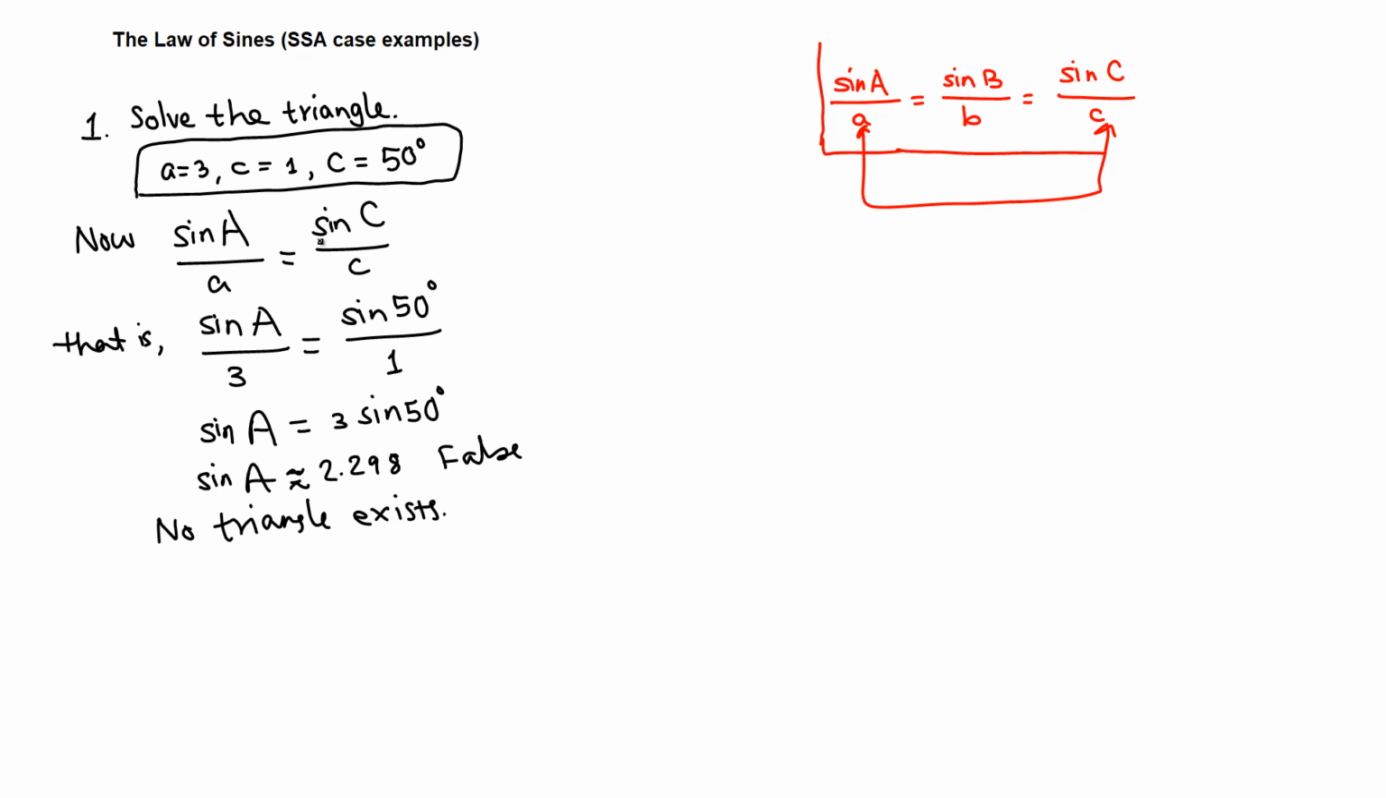If we try to draw and see what's going on here, let's see. So we have a equals 3. Angle C is 50 degrees. This is C. So there will be a somewhere. Let's say a here. And lowercase c is 1. So from here, 1 is too short. c equals 1, so it does not come all the way to the baseline. So there is no triangle. No triangle exists.